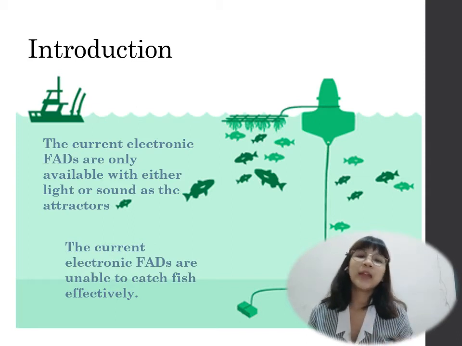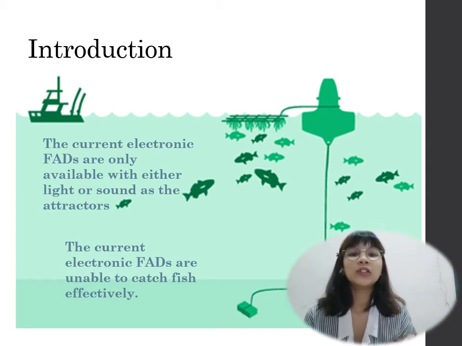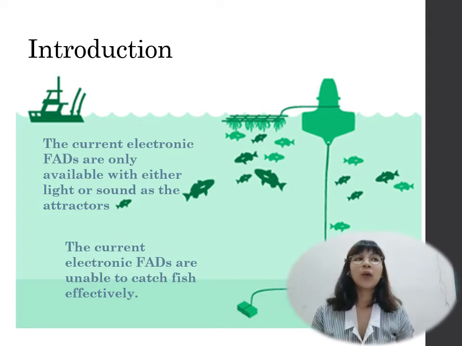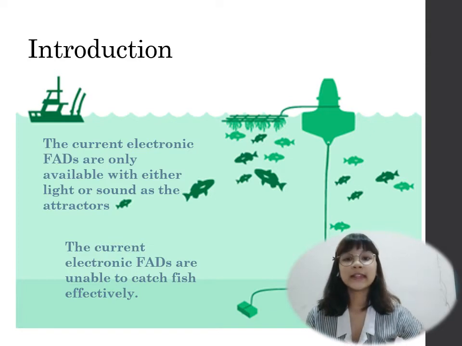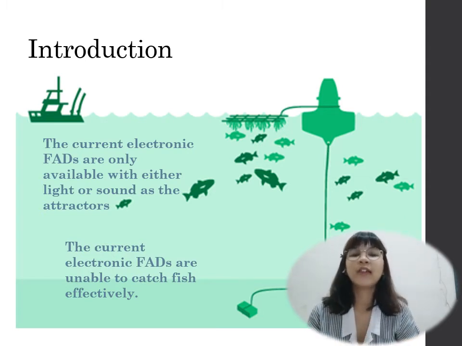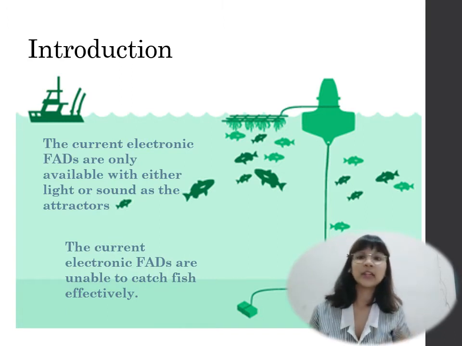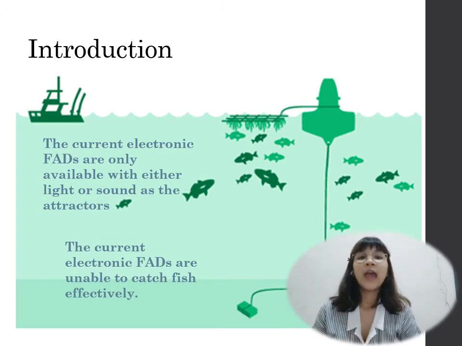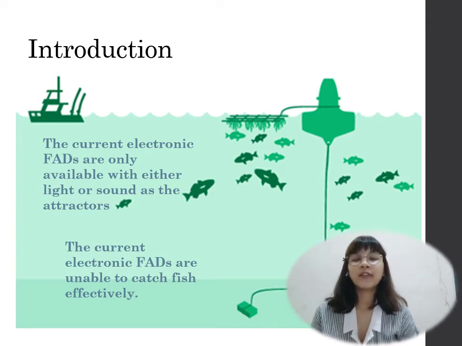And we can see there are many fish right there because the fish are attracted to the attractors, right? And when enough fish have gathered, the fishermen will spread the net and catch the fish. The research shows that the current electronic FAD is only available with either light or sound as the attractors. It cannot be both light and sound, it can only be one of those. And that makes the electronic FAD unable to catch fish effectively.